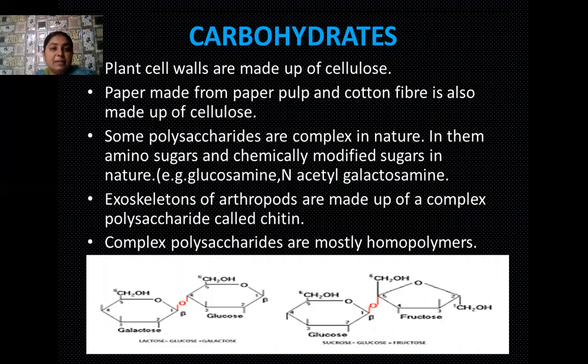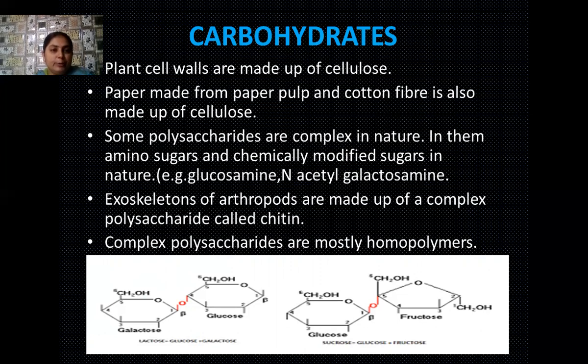There are certain polysaccharides which are very complex in nature. And what is the special character of these complex polysaccharides? In them, some foreign groups such as amino groups get attached to the sugar molecules, making them chemically modified sugar molecules. So the complex carbohydrates may be glucosamine, N-acetyl galactosamine. Here I am going to show you the molecular formula of N-acetyl glucosamine.